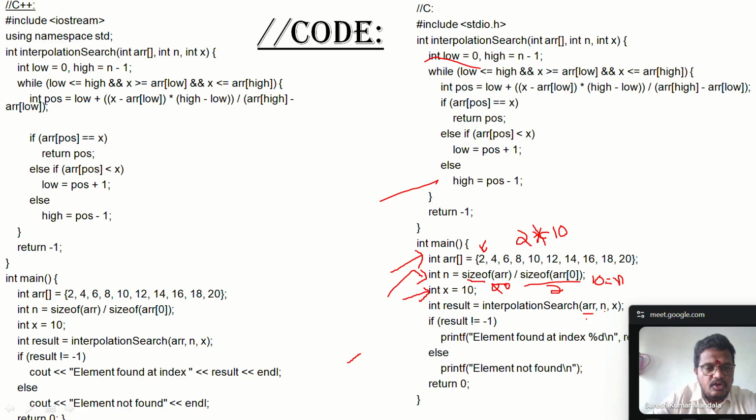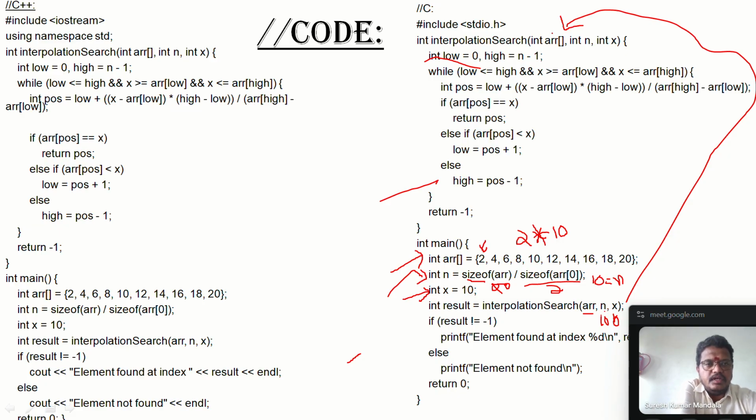N has the value called the size of the array, that is 10. It will store the values. X will be the target value, also 10. So when the compiler or control comes to this line, it will immediately jump to the called function.